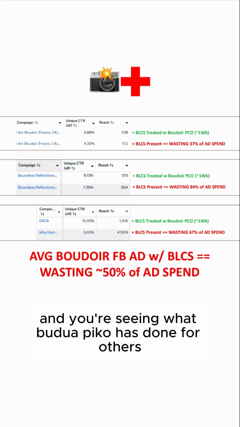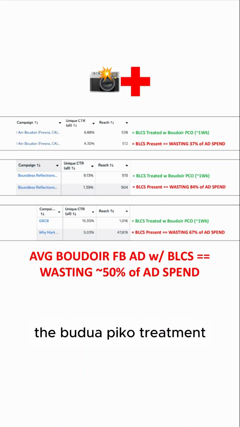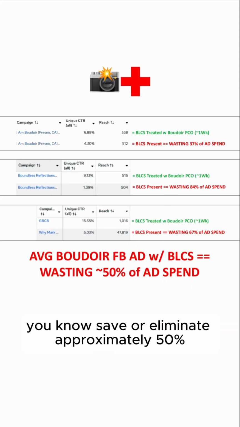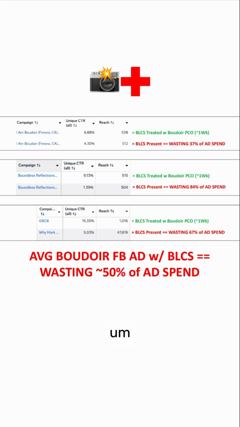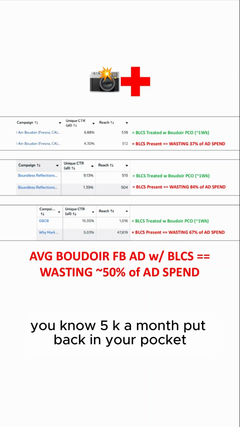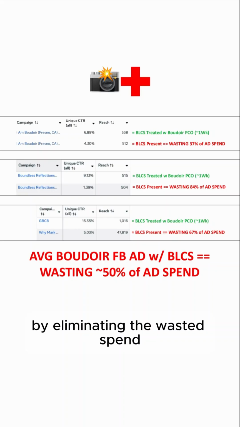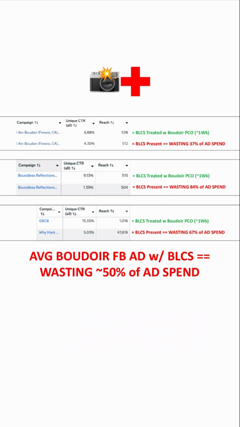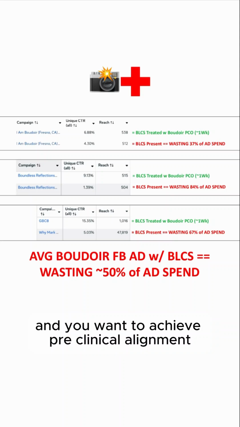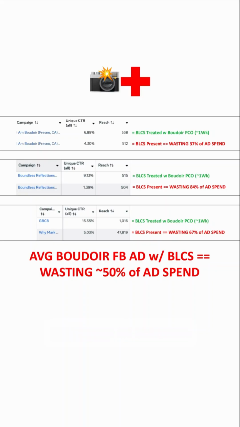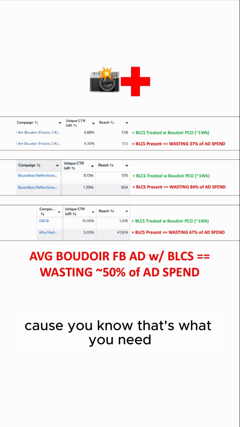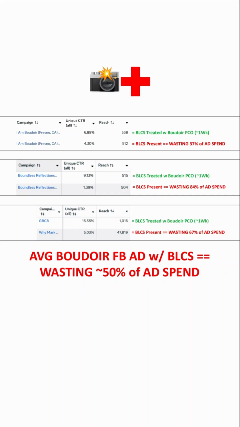And you're seeing what the Boudoir Pico treatment has done for others, and you see that on average it can save or eliminate approximately 50%, about 5K a month put back in your pocket, approximately 60K over the next 12 months, by eliminating the wasted spend and bringing your required spend down. And you want to achieve preclinical alignment, so you can become a dominant boudoir advertiser with Boudoir Brain Entry Boost, because that's what you need on your path to become the number one boudoir photographer in your city.